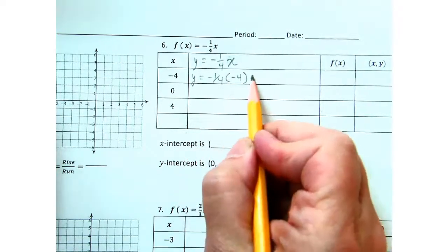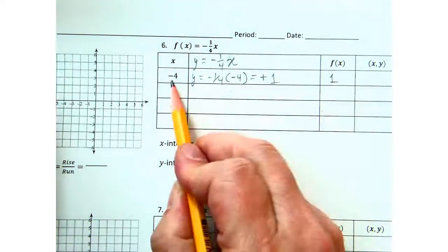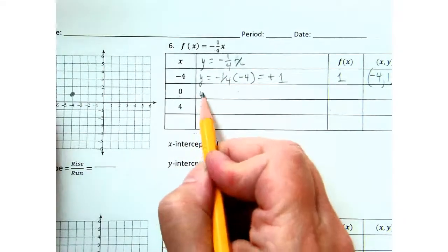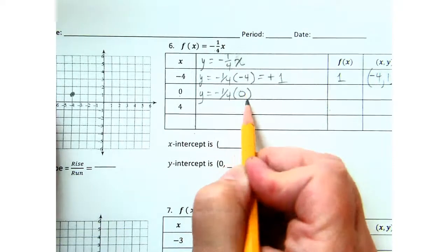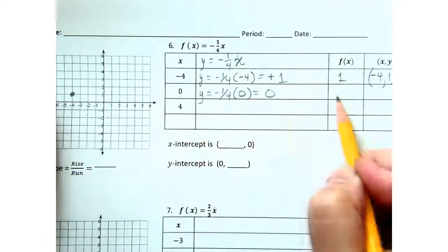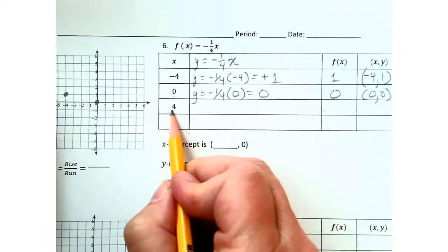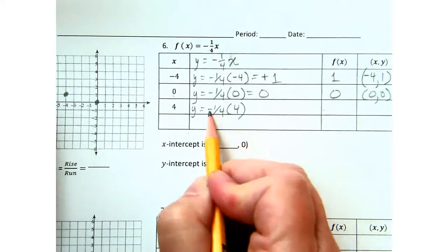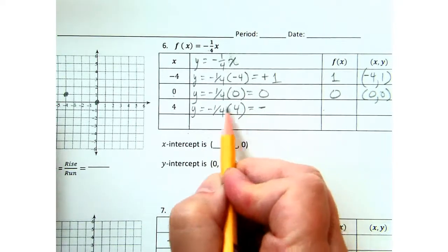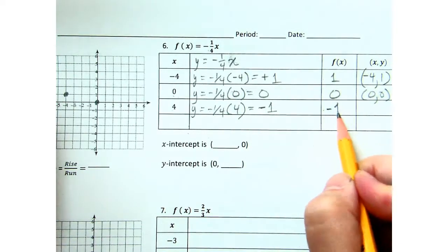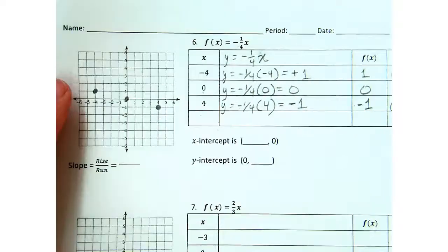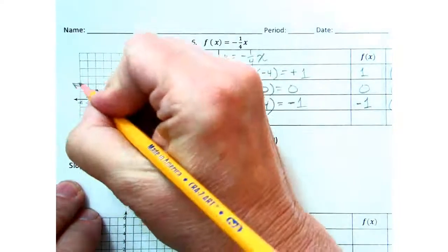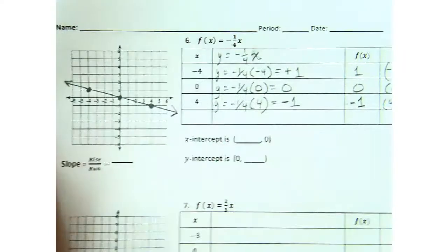This gives us y equals +1. Our first point then is (-4, 1). Graph this point. Now replace x with 0 for y equals -1/4 times 0, or 0. So our second point is (0, 0). Now replace x with 4 for y equals -1/4 times 4. This gives us y equals -1. Our third point is (4, -1). Graph this point. Use a ruler to graph this line. This line represents all the points for which y equals -1/4 times x.